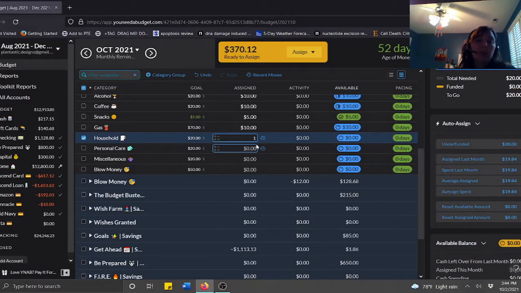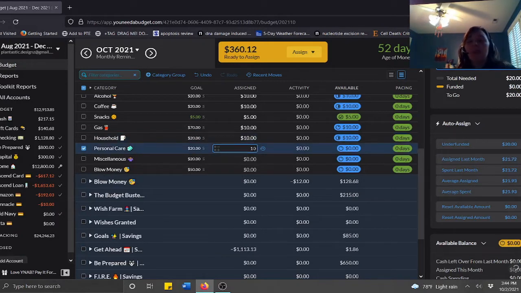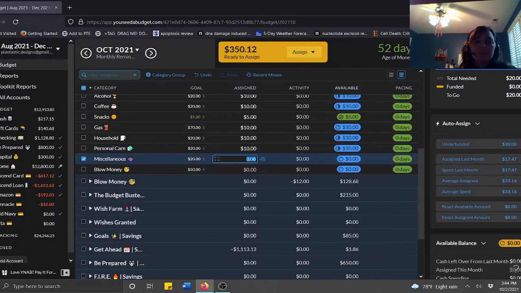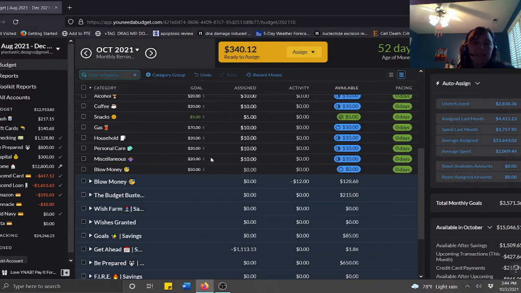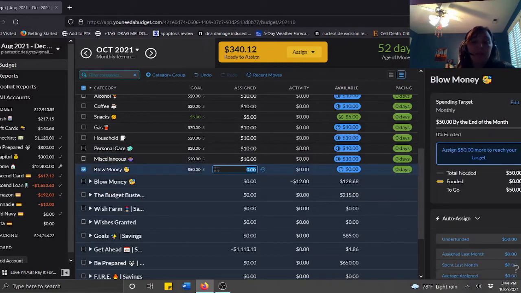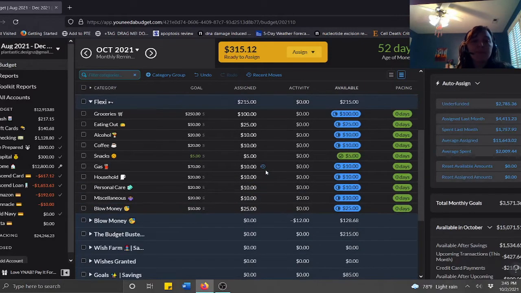Household, that's buying any paper towels, toilet paper, anything like that. I'll just go ahead and put $10. Personal care, that's toiletries. So that would be toothpaste, shampoo, conditioner, anything like that. $10, which I don't have to buy that often. Miscellaneous, half of that is $10. That's anything that could just come up. And then obviously my blow money, which is going to be $25 for this pay period. Okay, so those are all my flexible categories.